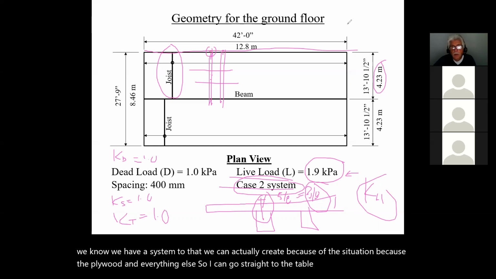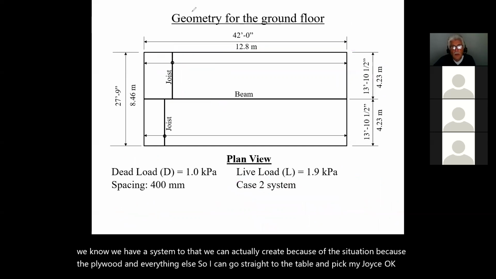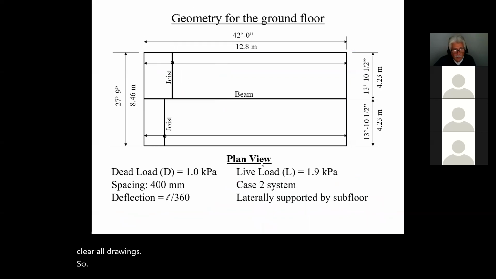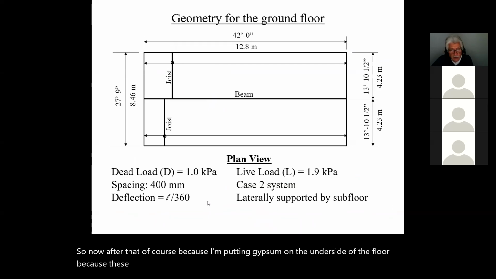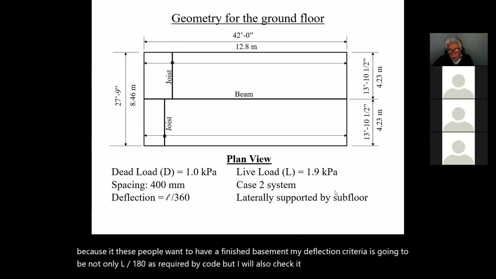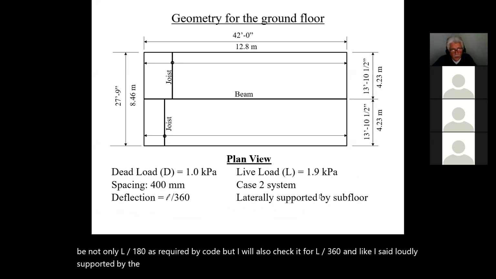So clear all drawings. Now, because I'm putting gypsum on the underside of the floor, since these people want a finished basement, my deflection criteria is going to be not only L over 180 as required by code, but I will also check it for L over 360. And like I said, laterally supported by the subfloor. So everything is 1. Deflection L over 180, L over 360, check for both, see which one governs.